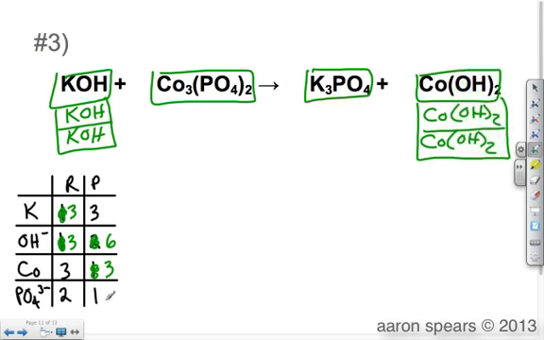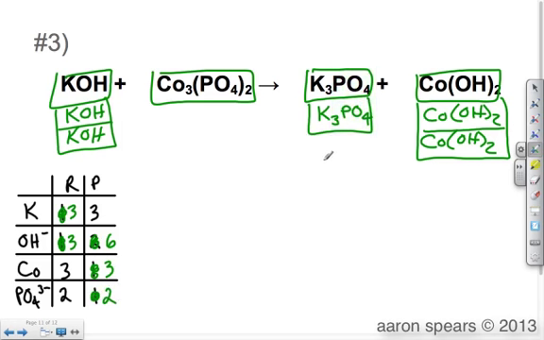Next comes phosphate. I have 2 phosphate ions on the reactant side, only 1 on the product side. I need to get 1 more PO4 ion on the product side, and so I find the box that contains PO4. That's potassium phosphate. And if I add 1 more box of K3PO4, I will have a total of 2 phosphate ions on the product side. And now my phosphate ions are balanced.